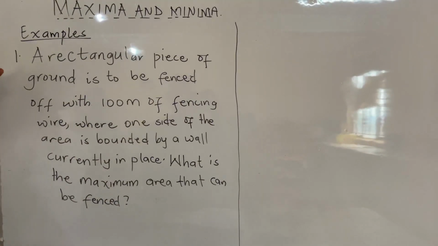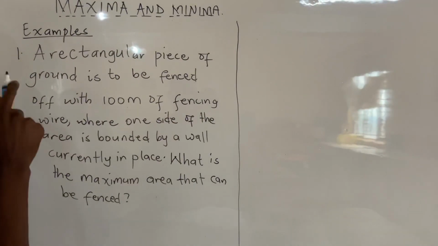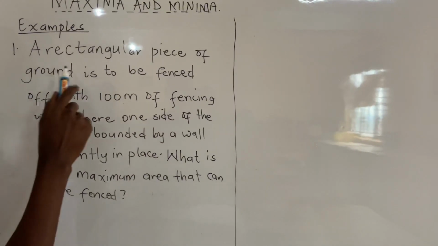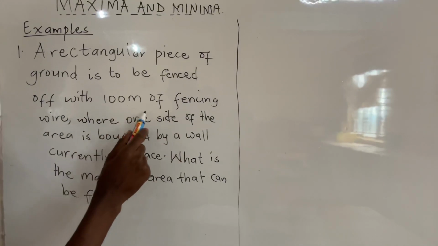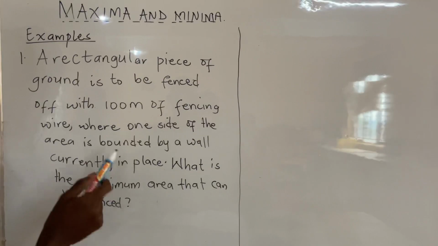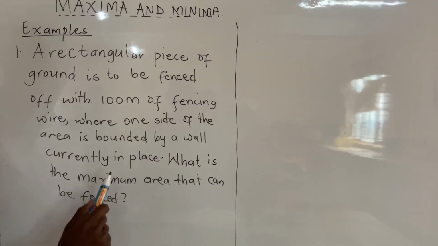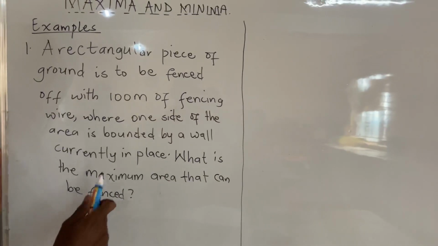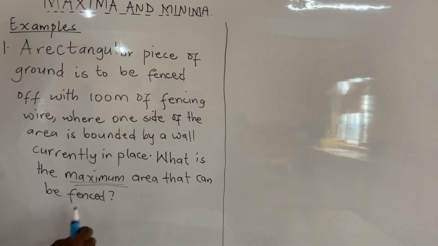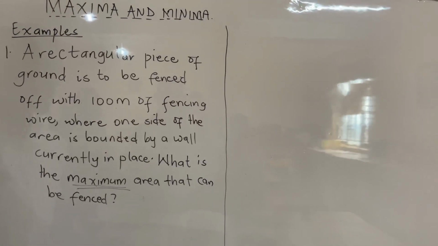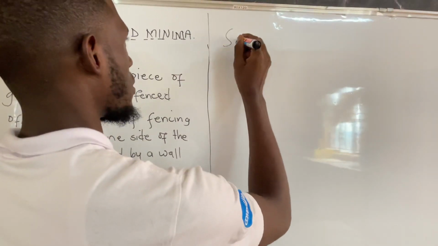We have an example here that requires differentiation. It says a rectangular piece of ground is to be fenced off with 100 meters of fencing wire, where one side of the area is bounded by a wall currently in place. What is the maximum area that can be fenced? So our solution is right here.